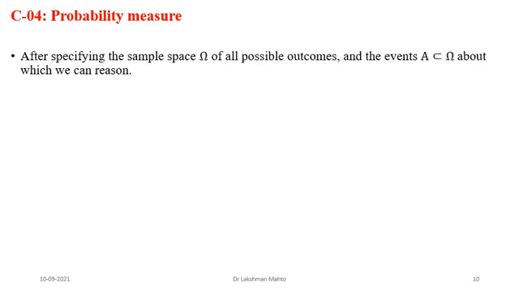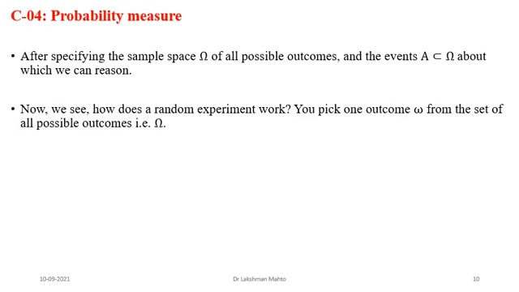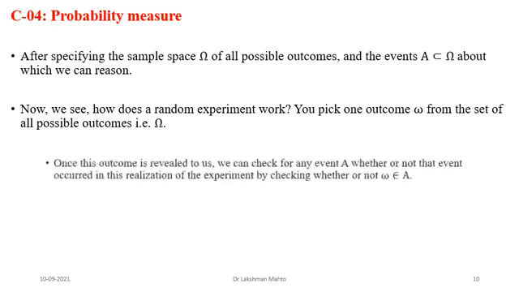After specifying the sample space, till now we have done the sample space. We know about the sample space and about events. In a random experiment, the sample space means all possible outcomes, and an event means some possible outcomes. After that, we try to reason about the probability measure. So now we see how a random experiment works. You pick one outcome from this set of all possible outcomes that we are calling the sample space omega.